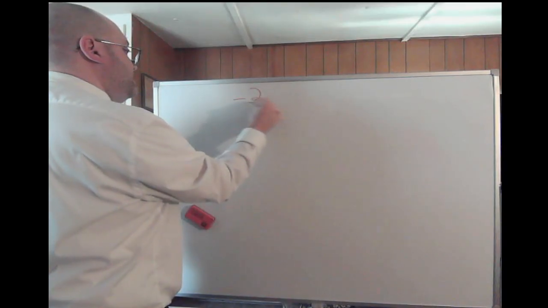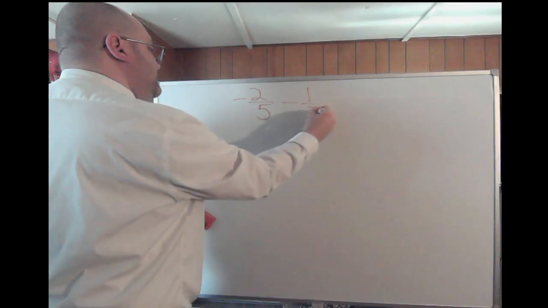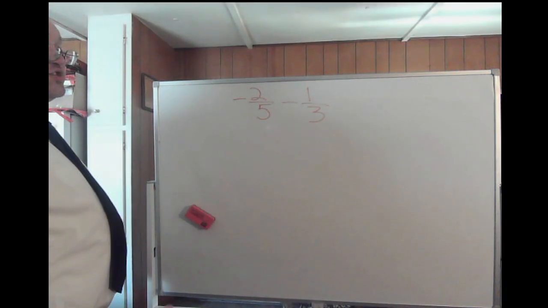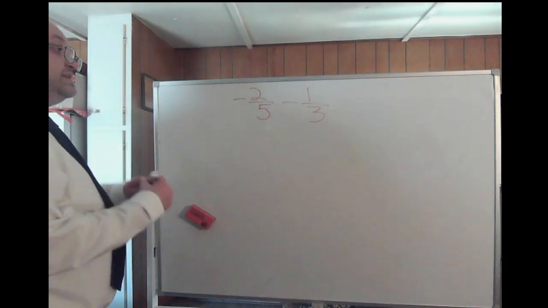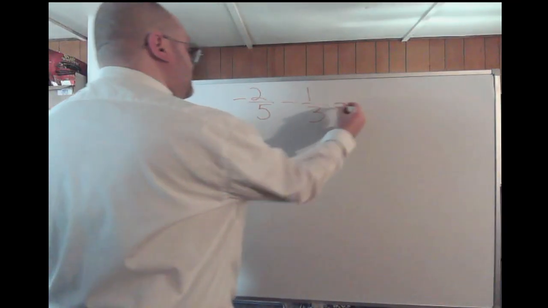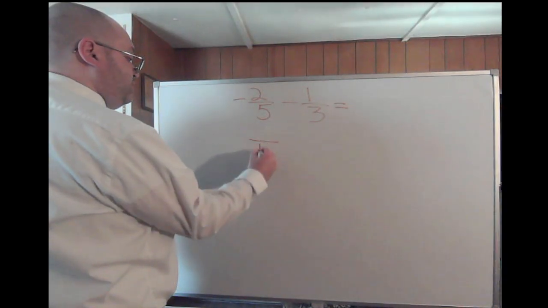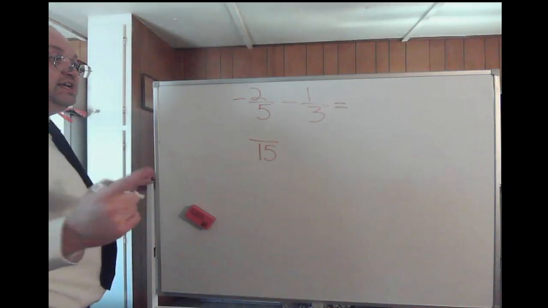Negative 2/5 minus 1/3. Well, of course, find your least common denominator. The least common denominator, 5 and 3, that's going to be 15. So we have to multiply the 5 by 3 in order to make it a denominator of 15, which means you got to multiply that numerator of negative 2 by 3.